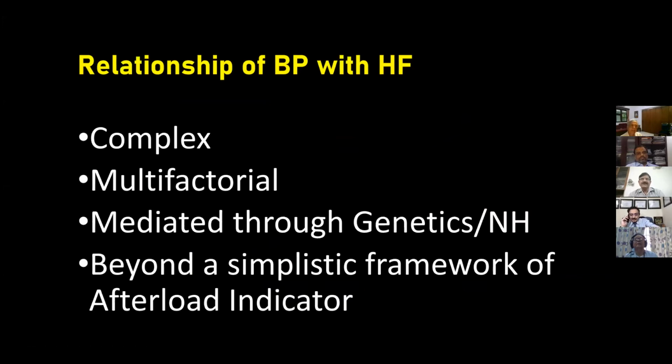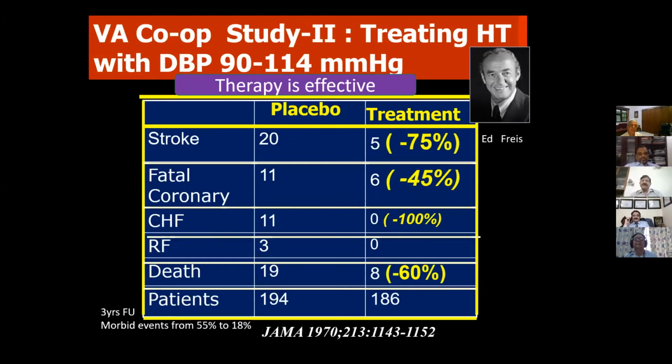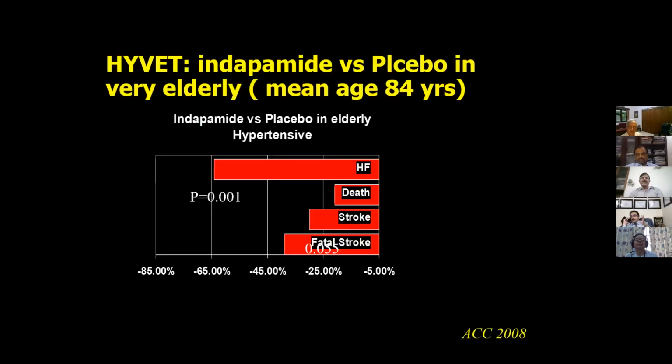The first study which showed that you can prevent heart failure in hypertensive individuals was published 50 years back by Ed Freis, and in this VA cooperative study, it was shown that you can virtually eliminate the occurrence of heart failure by effective therapy of grade 2 and grade 3 hypertension. About 10 years back, in very elderly patients, we had the study called HYVET, which showed that indapamide either alone or along with perindopril is capable of reducing the chances of new onset heart failure by about 65% in elderly individuals.